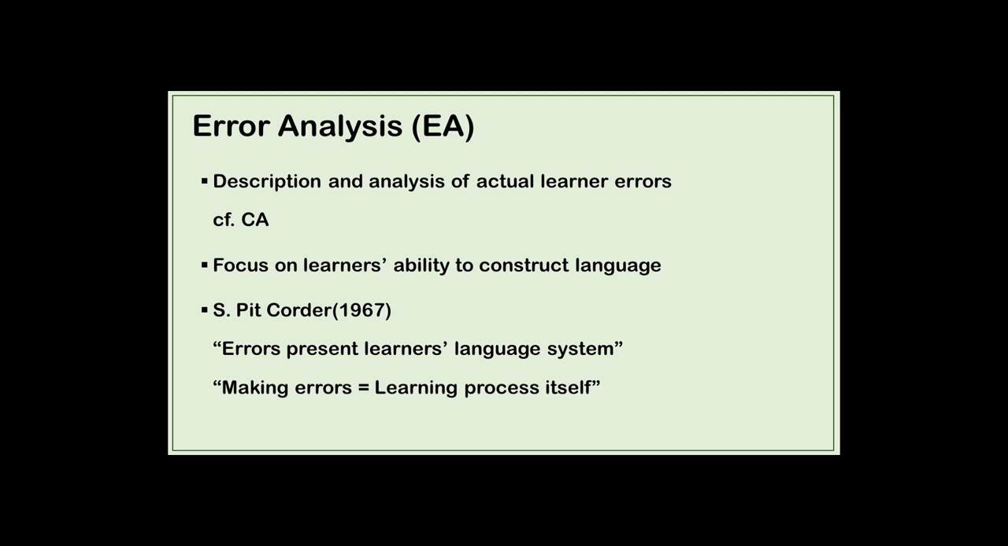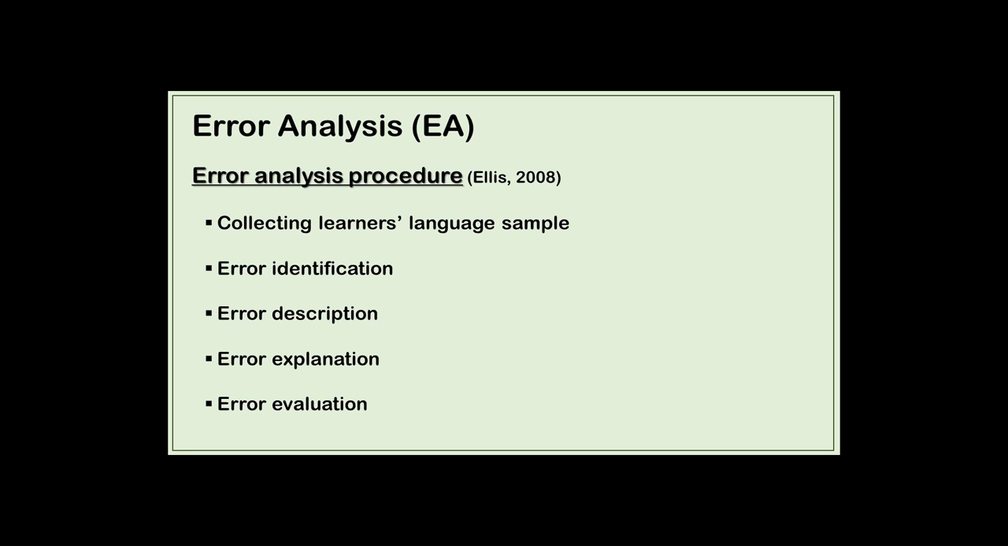Corder argued that error presents the language system of learners, and that error is not a thing to be avoided, but a learning process itself that is inevitable in the course of learning. Ellis presented the procedure of error analysis: collection of a sample of learner language, identification of errors, description of errors, explanation of errors, and evaluation of errors.